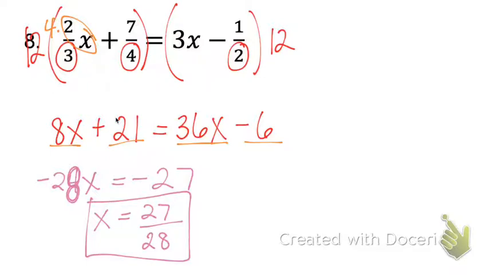How is it negative 27? I moved this positive 21 over, so it'll be minus 21. Why couldn't you move the negative 6 over and make it positive 27? So you could get 27 equals 28x. No, I just made them both negative. It doesn't matter which way. They're doing the same thing. If they're both negative, then it's positive.